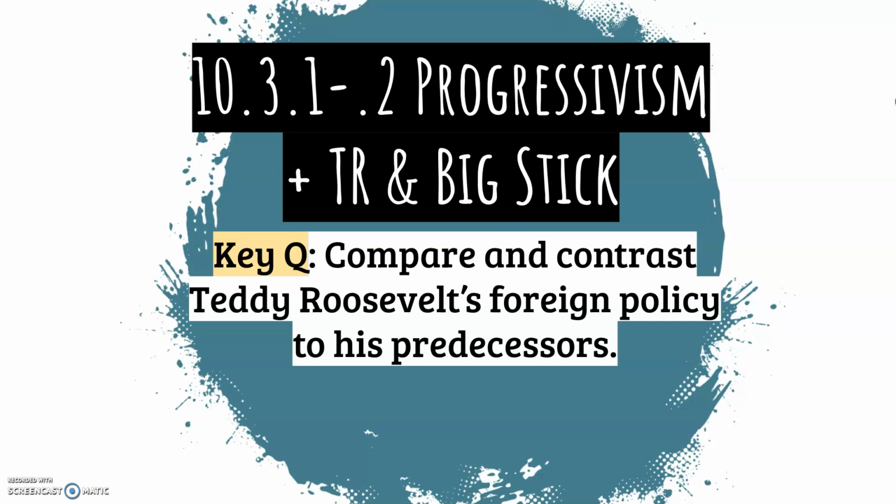And how does he do that? How does he do things differently? What are his aims? How are they different? What are his tactics, his outcomes, and looking at the similarities and differences of that.